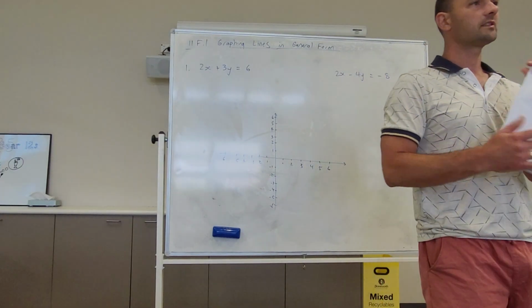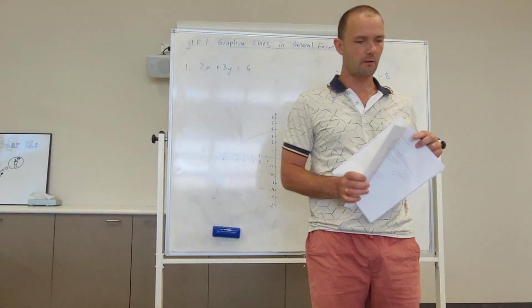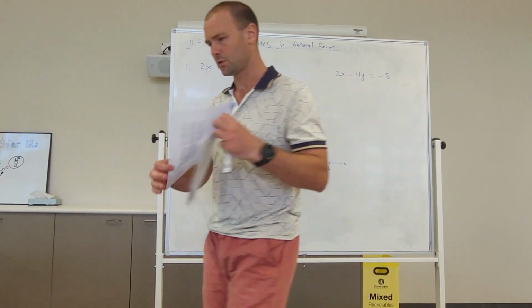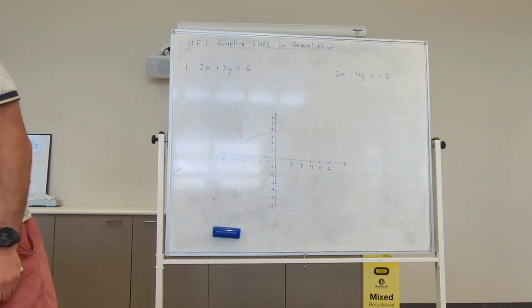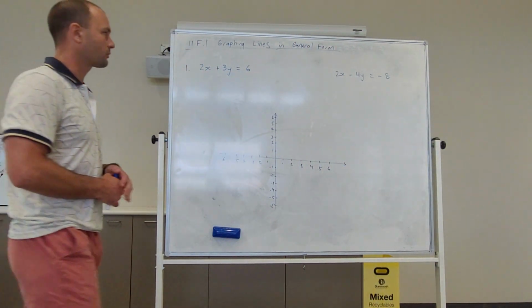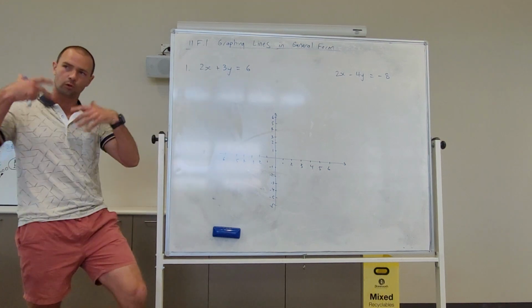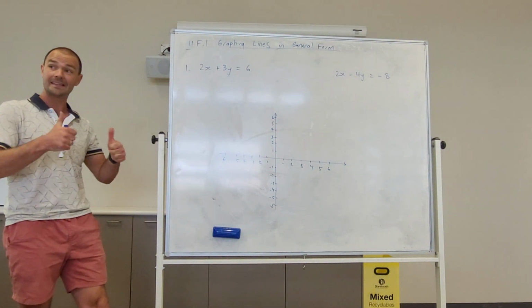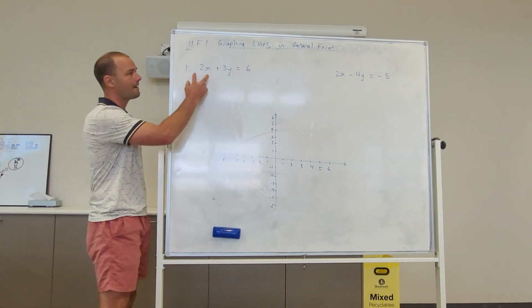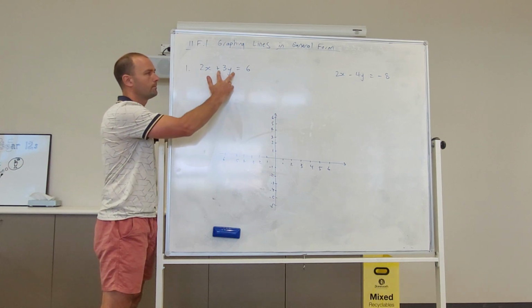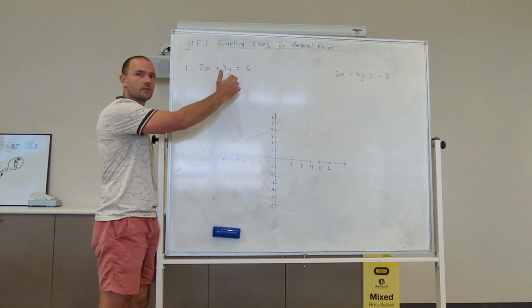Excellent. So we'll take the notes here again. Over the page, there are two Cartesian planes there for you to use. So our first one is 2x plus 3y equals 6. Now we should be able to look at it and identify this is general form. We have ax plus by equals c.